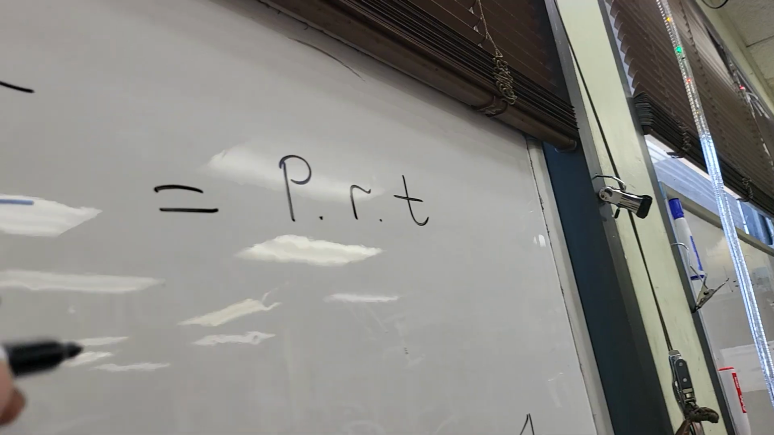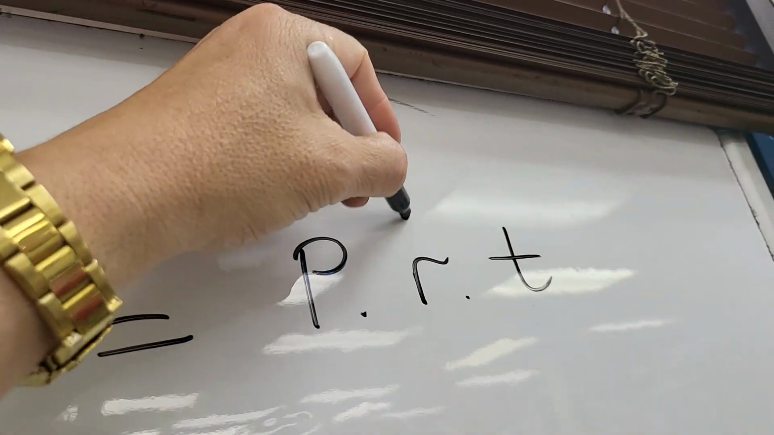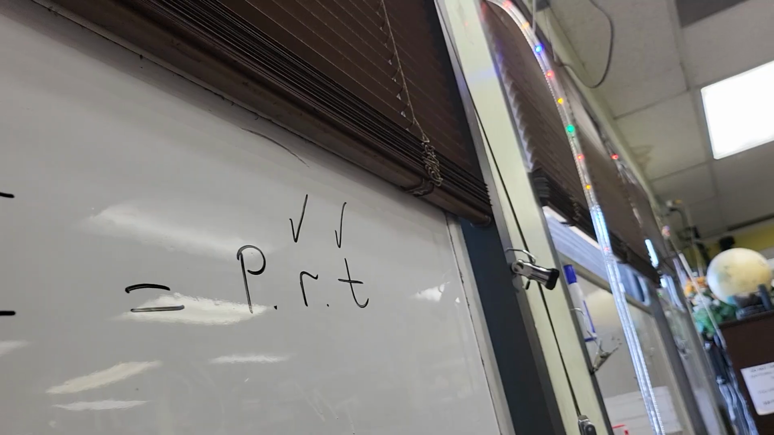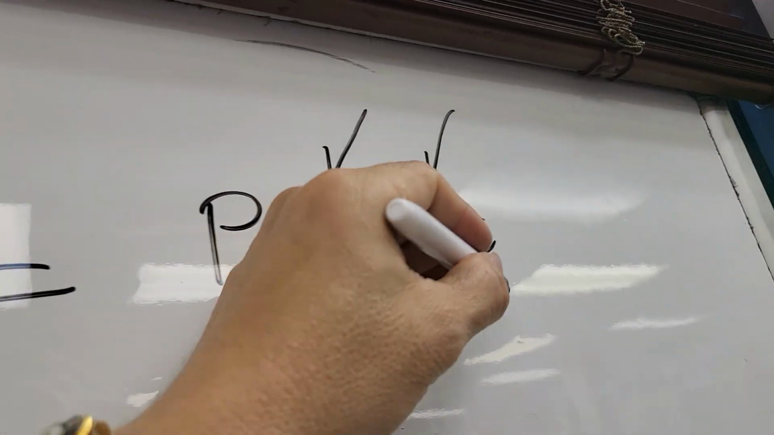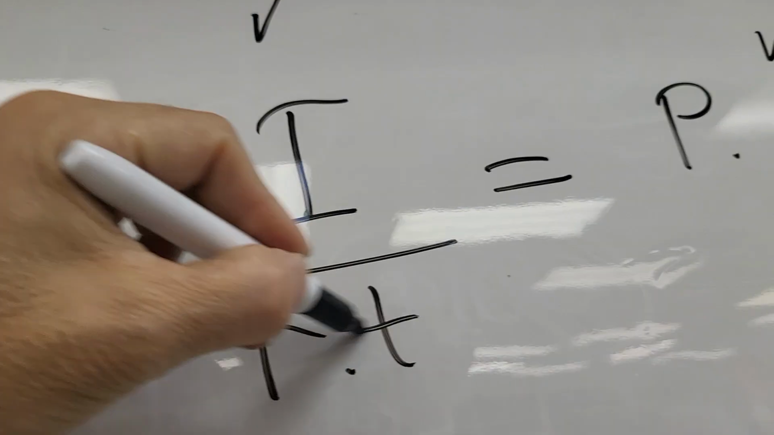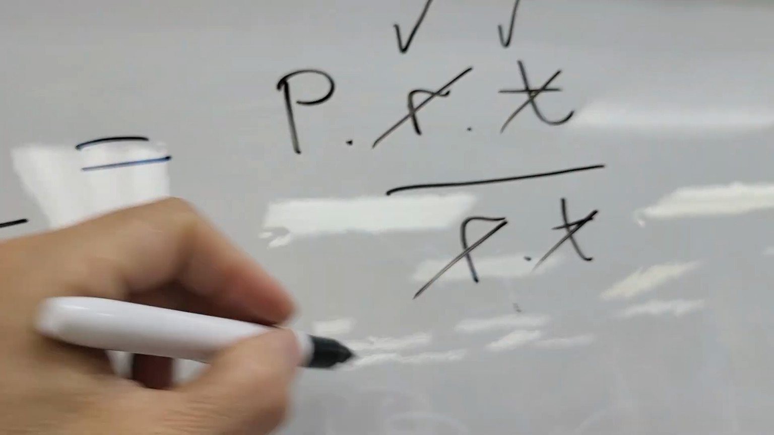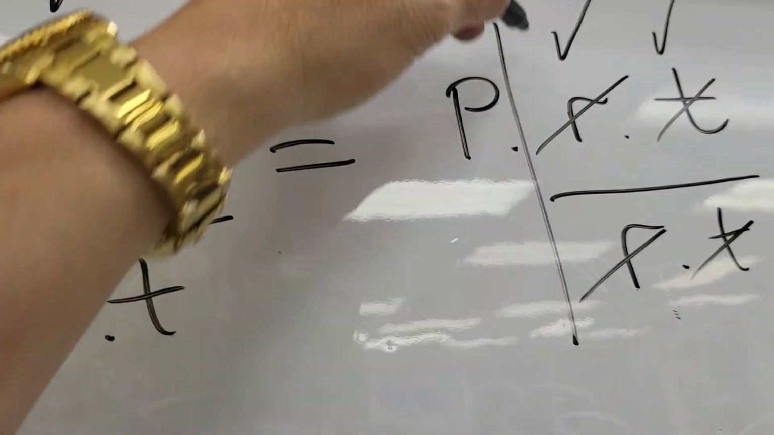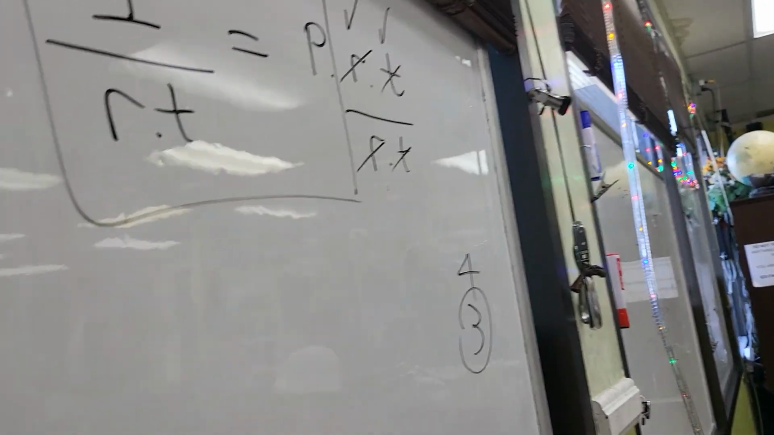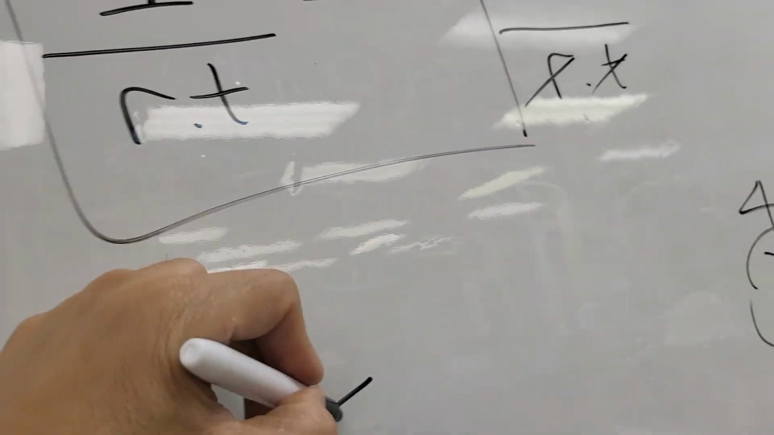Okay, so now look. They may twist it. They may give you I. They may give you R. They may give you T. Can you find P? Right? So how to find P? You divide both sides by what? RT. R cancels out. T cancels out. So P equals that. So please write out P equals I divided by RT. Okay? And then we do another one.